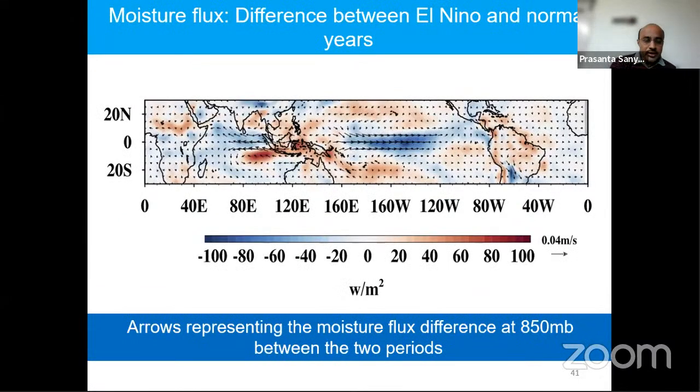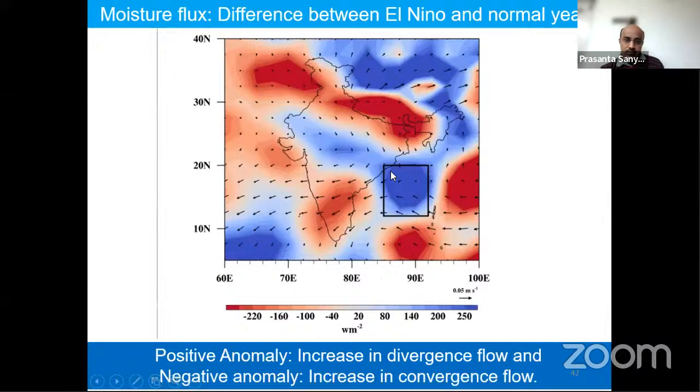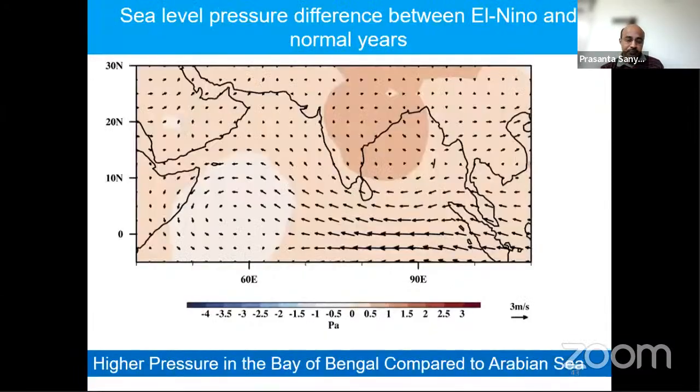We also tried to see how the moisture flux has varied with time. Here you can see the difference in moisture flux between the El Nino year and the normal years. If you concentrate on this part of the Bay of Bengal, the values are actually positive, so it suggests moisture flux divergence from this area. And if you focus more on the Indian side, rather than comparing the global pattern, here also the values are positive. That means it provided moisture for the precipitation in the southern part of India.